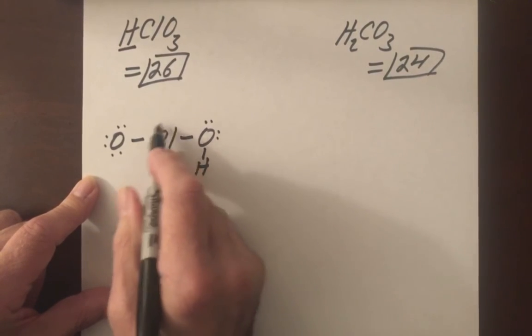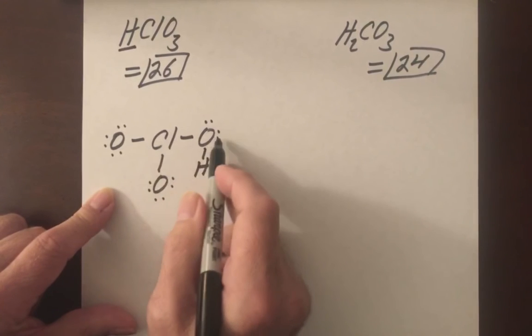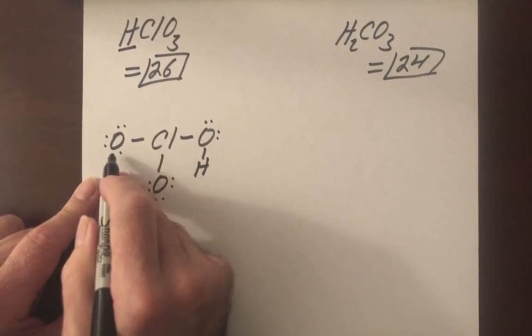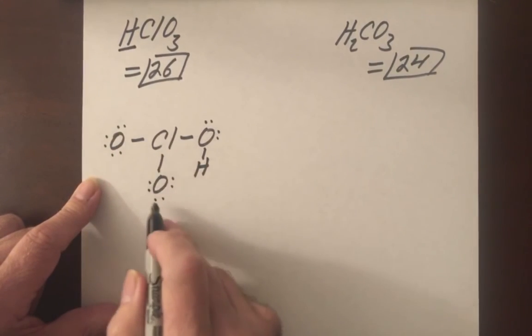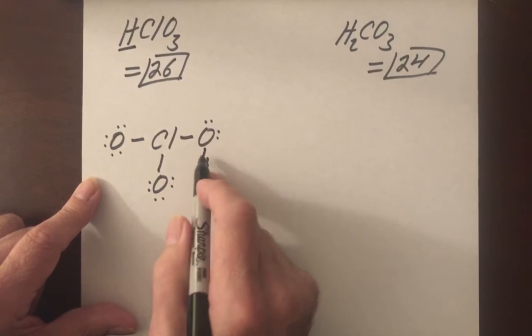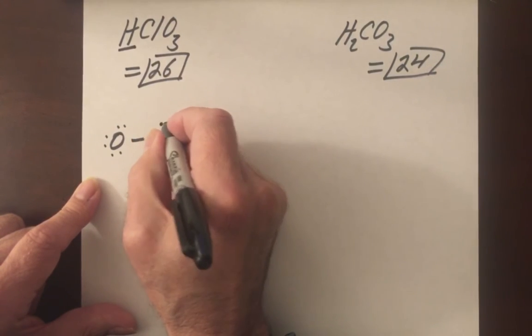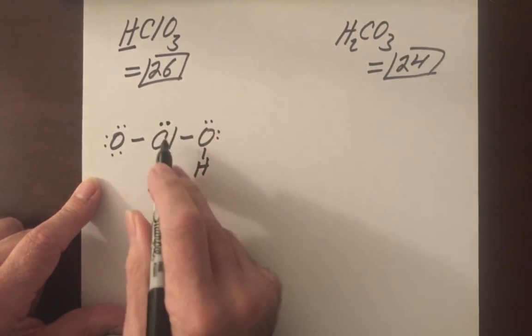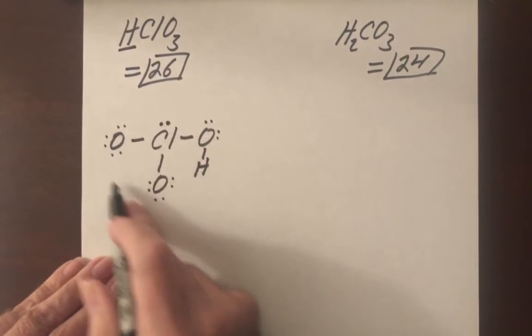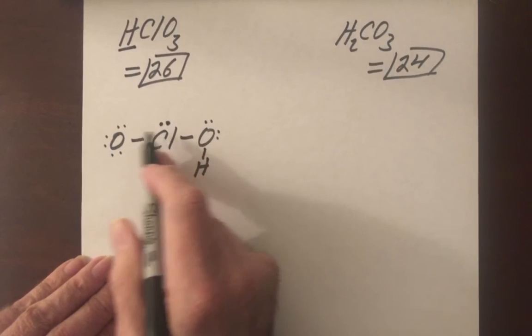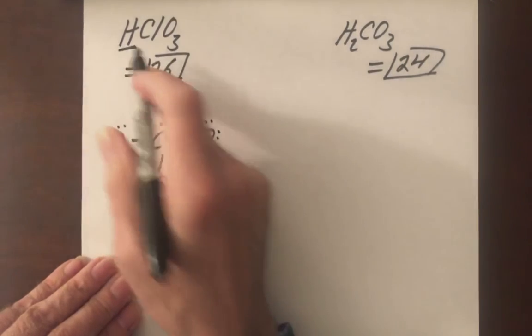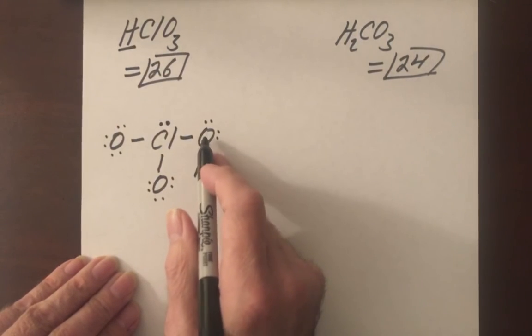And now, to complete the octet on the chlorine, I need to make sure I have enough electrons. Well, 2, 4, 6, 8, 10, 12, 14, 16, 18, 20, 22, 24. I have 2 more electrons, and so I can go ahead and put in a lone pair on the chlorine. So I have every atom surrounded by 8. It's an oxyacid, and the hydrogen is bonded to the oxygen.